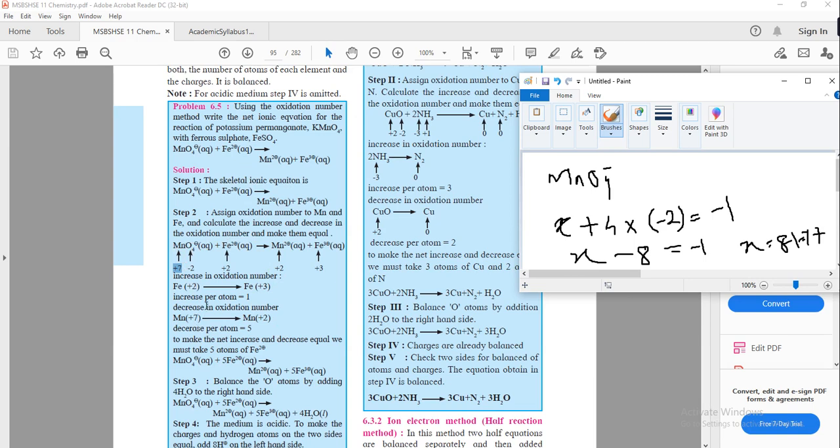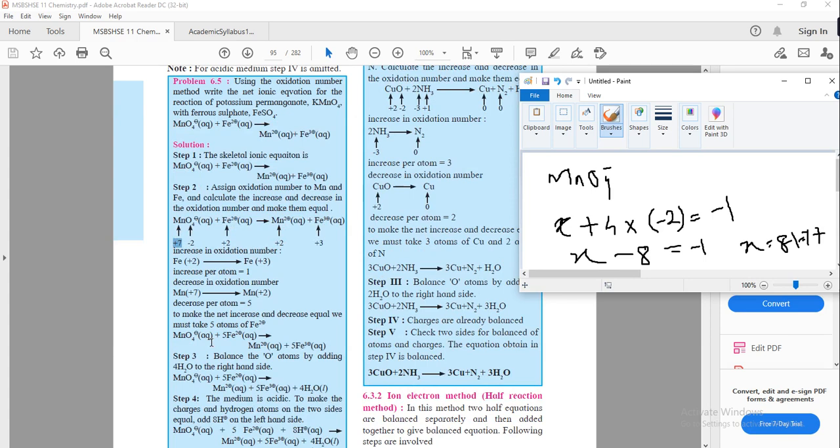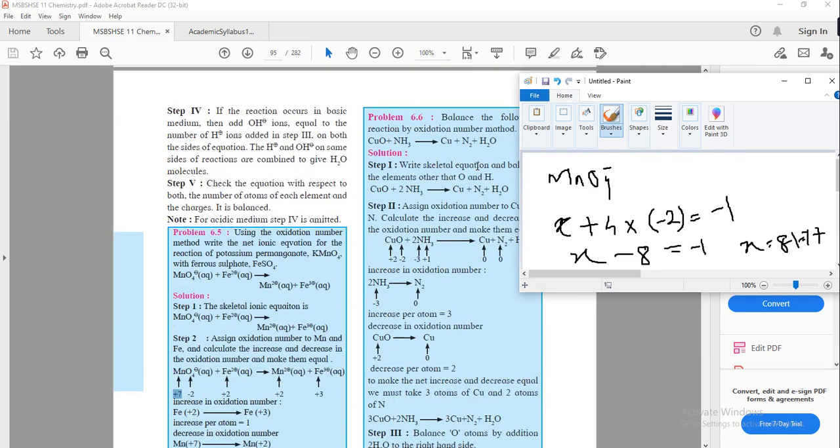So there is an increase and decrease in oxidation state. Now what we have to do? We have to equate the oxidation number. So for MnO4, if we multiply the Fe by 5, the oxidation state will be equal for all. Fe plus 3. So the coefficient which we have to add for Mn is 1. Now the next step is what?